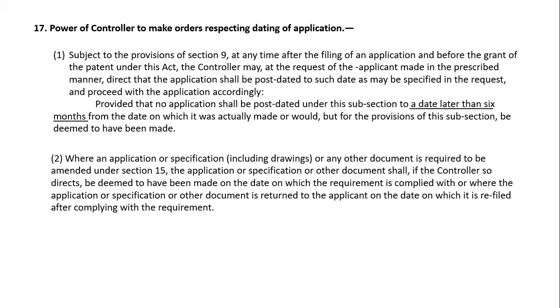Okay, now we'll begin with today's session. That is section 17, power of controller to make order respecting dating of application. Subsection 1 says that you have filed your application under section 9, that is, a provisional application followed by the complete application. In case you are unable to file a complete specification within 12 months of time, which is already described, you can post date your application by 6 months with a request to the controller.